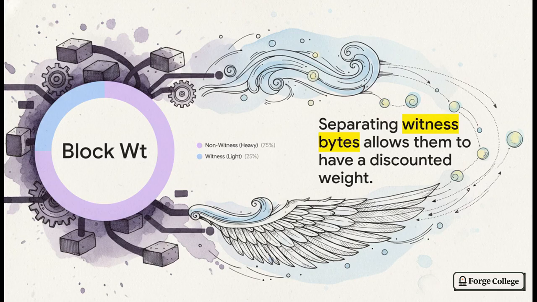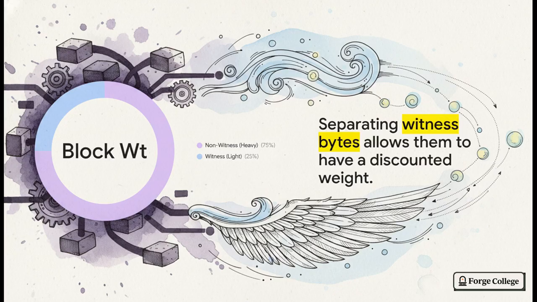And let me tell you, trying to change that 1 megabyte rule would have required a massive, highly political network overhaul that absolutely nobody wanted to touch. So instead, engineers came up with a ridiculously clever accounting trick. They decided to split the data into two categories. The first category is the non-witness bytes. That's the core transaction data showing who sent what to whom. These are considered heavy and retain their full, original mathematical weight. The second category is the separated witness bytes, our signatures. These are treated as light and are heavily discounted in the new block weight calculation.